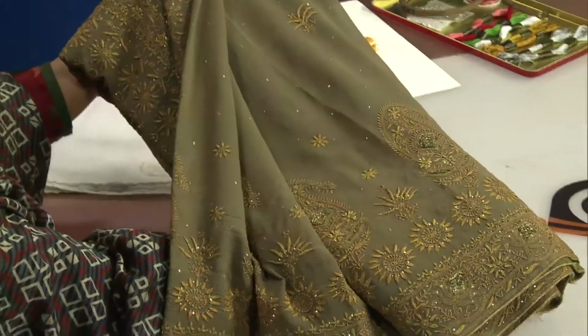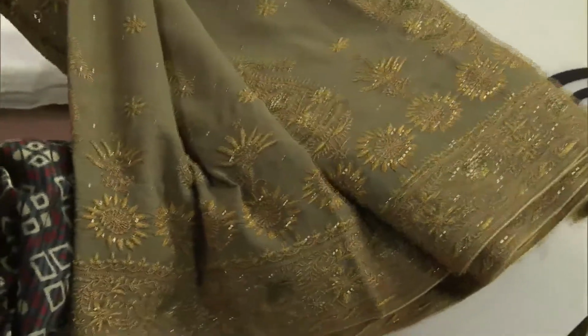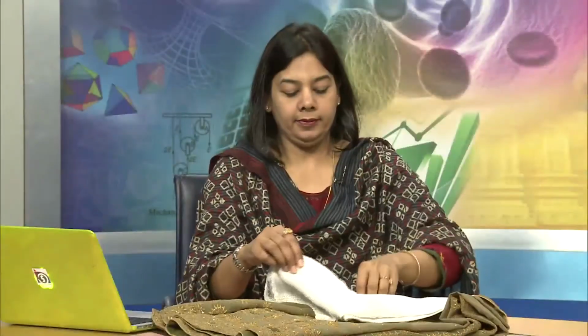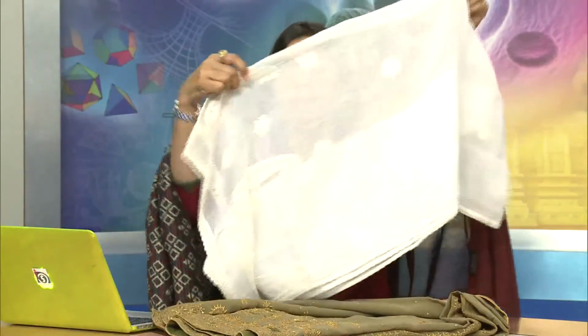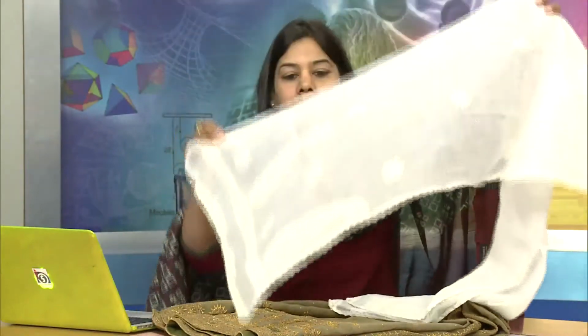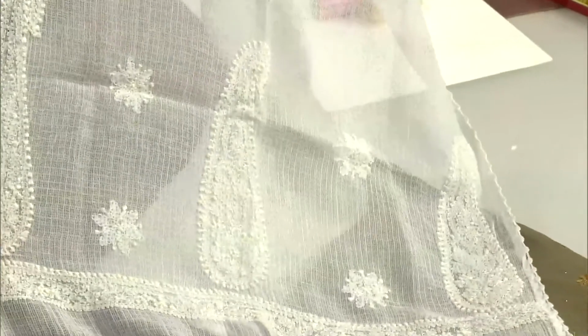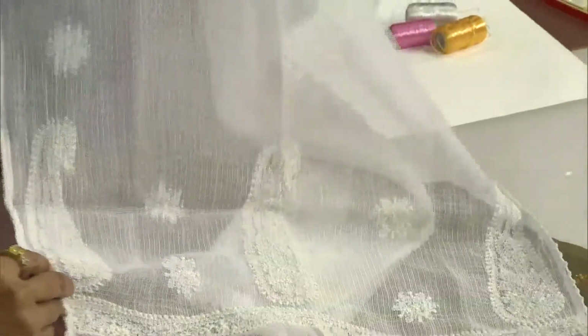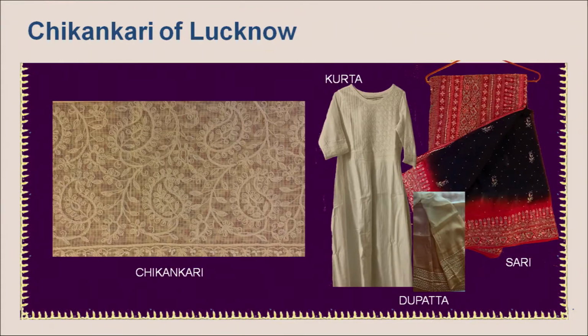As Sarika is showing you, you can see a beautiful sari over here in Chikankari. There is a beautiful dupatta and very popularly seen on white on white. So as you can see over here, it gives a shadow effect. These are some more pieces which you can see in the pictures. So kurtas are there, dupattas are there, saris are there.